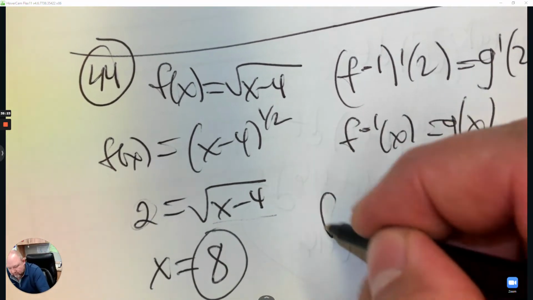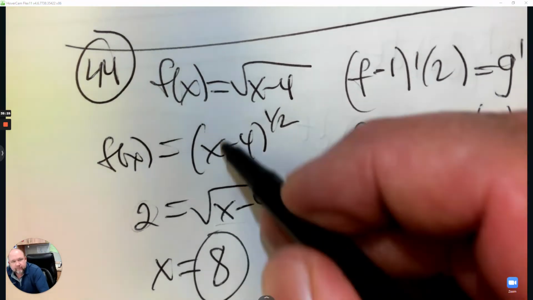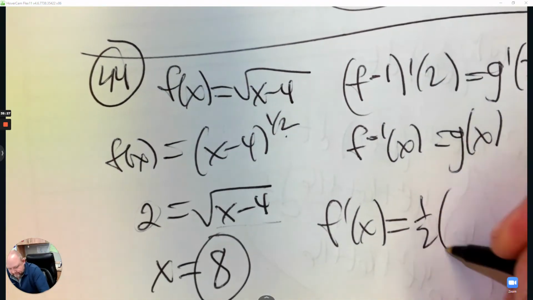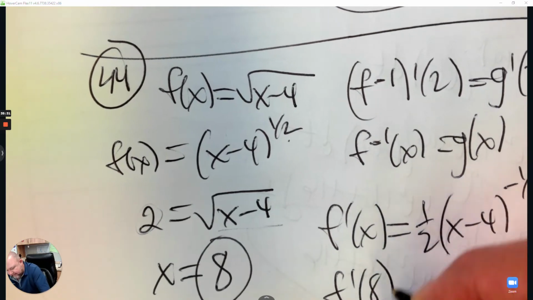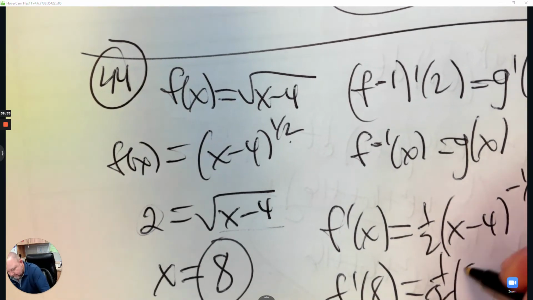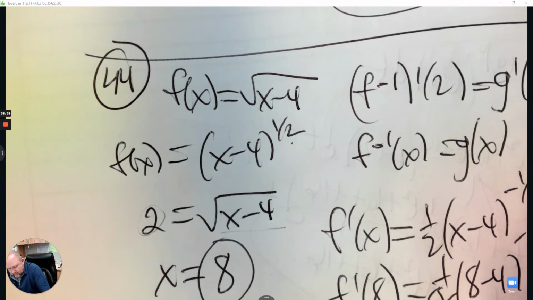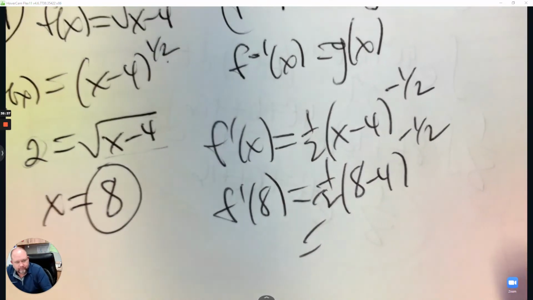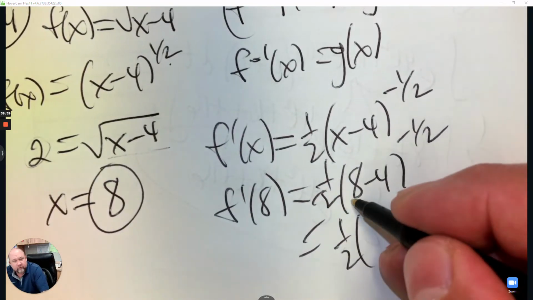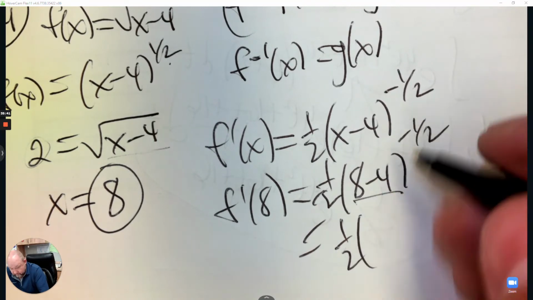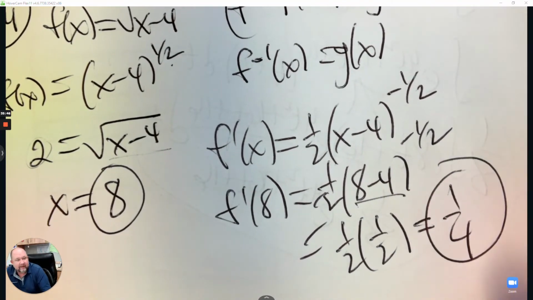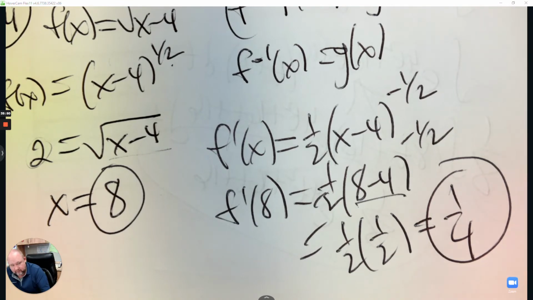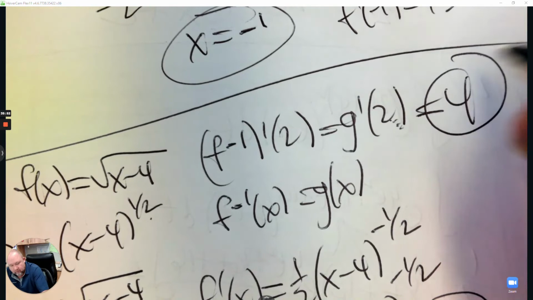And so if I take the derivative, I get 1/2 to the negative 1/2. Take the derivative at 8. So this is 4. The square root of 4, which is 2, and then the reciprocal. That's 1/4. So therefore the reciprocal of that is what I'm looking for. So the answer is 4.